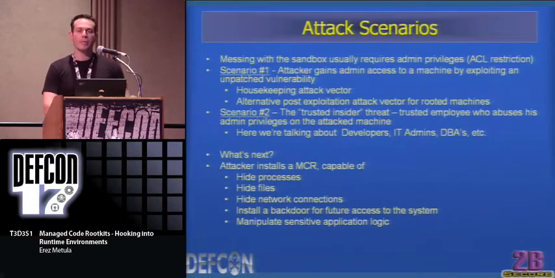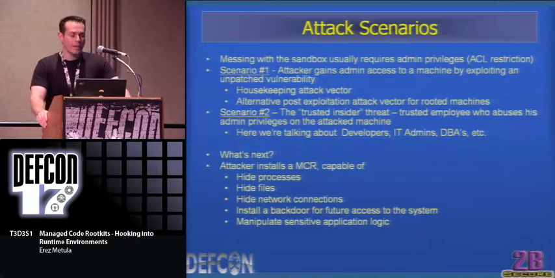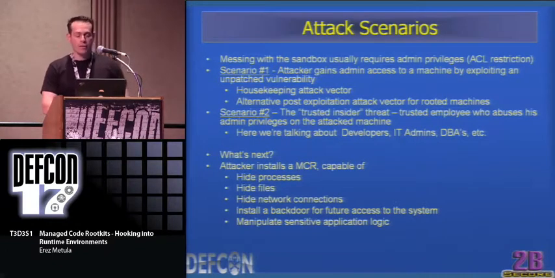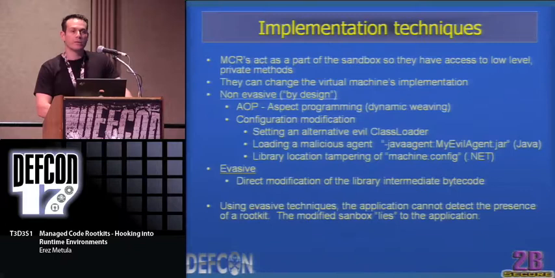For example, AOP, or aspect-oriented programming, using dynamic weaving lets you inject code into applications. Configuration modifications, for example, setting an alternative evil class loader, or loading a malicious agent in Java. This is how you do that. And maybe messing with the machine config in .NET. You can do that in all those techniques. But this is not something which is evasive. If the application queries the virtual machine, it knows about it.